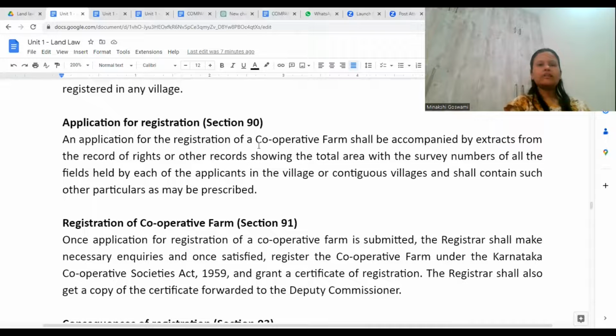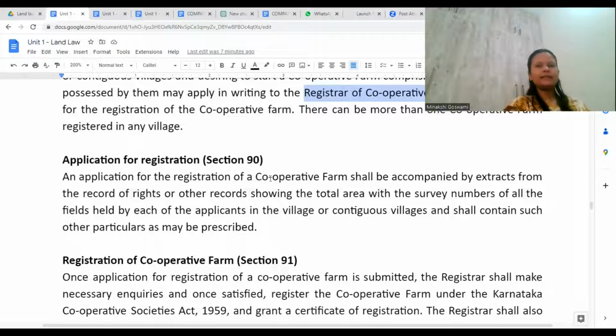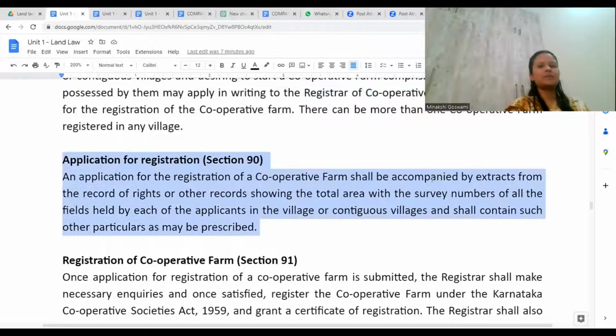Okay, so an application for registration, because they need to get themselves registered, before Registrar of Cooperative Societies in Karnataka. So an application for registration of cooperative firm shall be accompanied by extracts from the record of rights or other records showing the total area with the survey numbers for all the fields held by each of the applicants in the village or contiguous villages, and shall contain such other particulars as may be prescribed. So it needs to provide details relating to the plot of land that we are talking about. It also needs to provide details about record of rights.